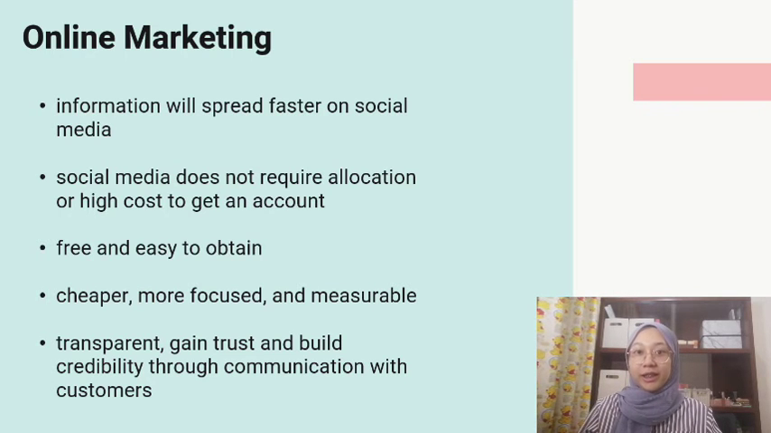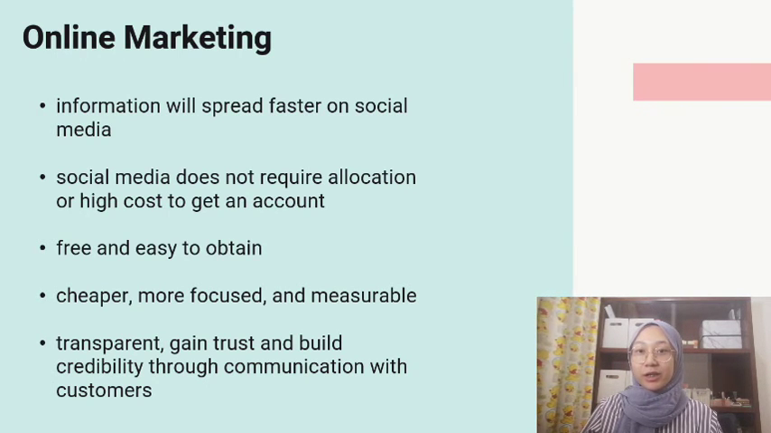For part B, to transform a business from a conventional platform to digital business operation, SMEs can start from online marketing. Information will spread faster on social media because of the feedback or sharing on social media between customers and friends so that it can expand abroad.